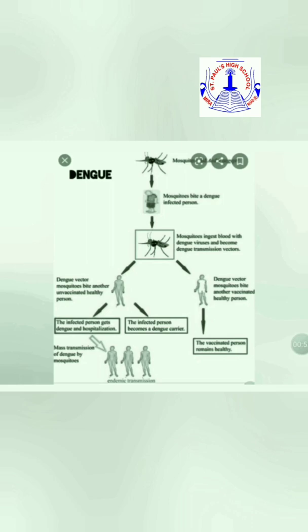Dengue, how it spreads. A mosquito bites a dengue infected person. Then the mosquito ingests blood with dengue viruses and becomes a dengue transmission vector. Now, when this mosquito bites a person who is not vaccinated, then the person gets the disease. But when the mosquito bites a vaccinated person, then the person never gets the disease. So in this way, dengue fever is transmitted.